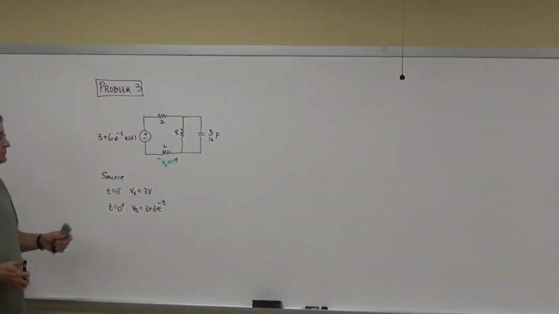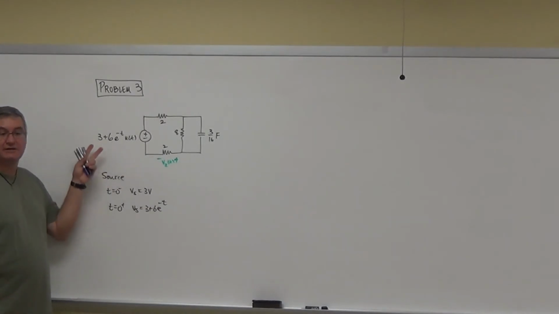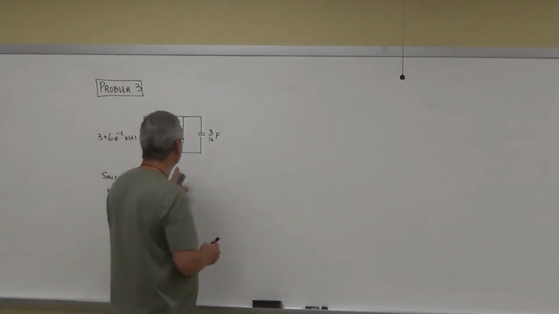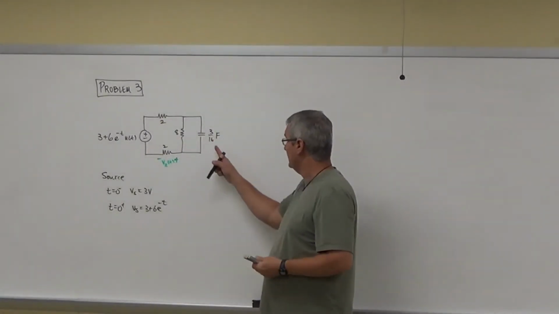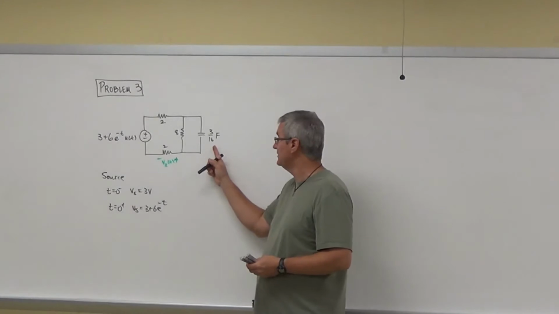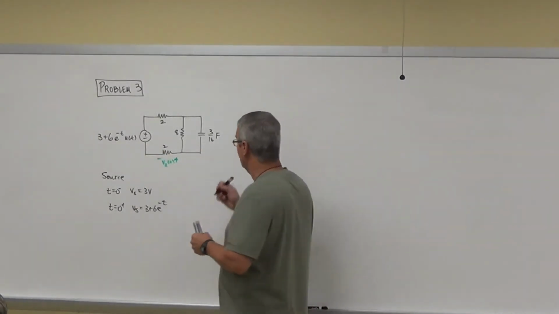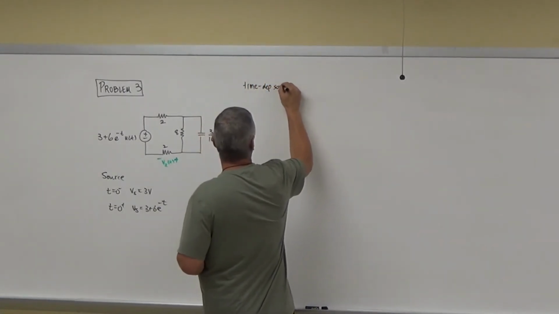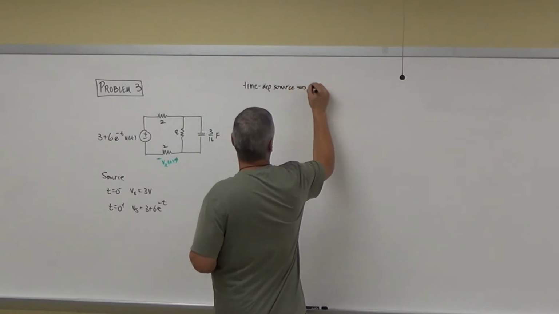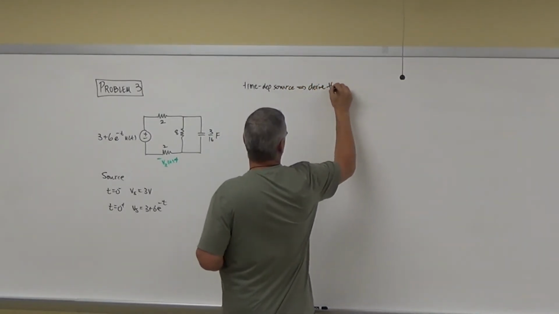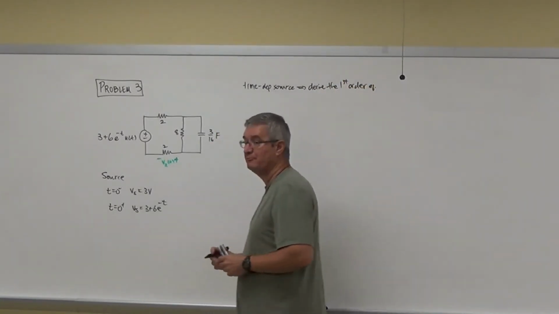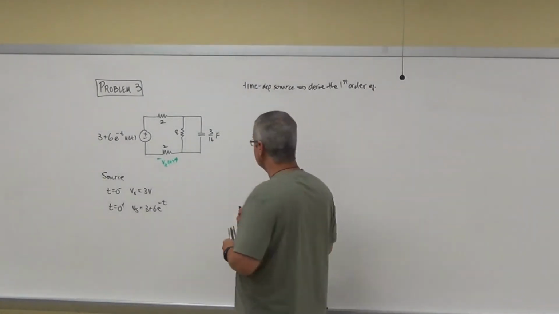I've seen too many people just say, oh, there's no source at t equal to 0 minus. Not true, right? So you want to pay attention to these little details. If I want to calculate this, as always, I've got to calculate this voltage DC. But the problem is that this is a time-dependent source. So that means I've got to derive the first order equation.